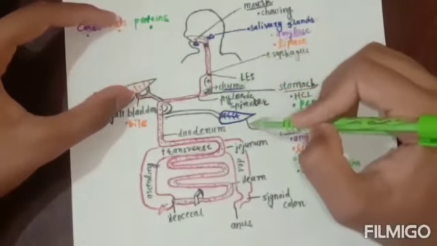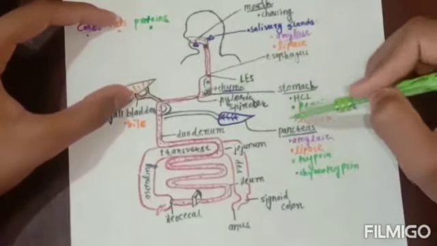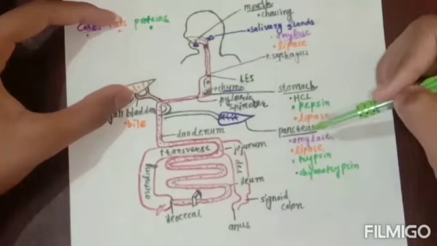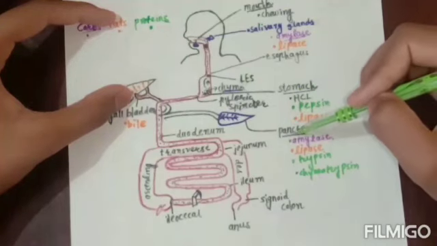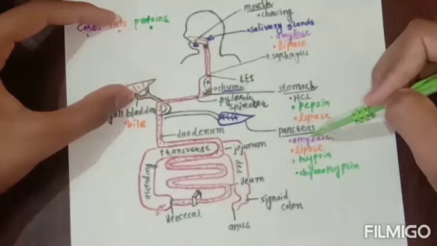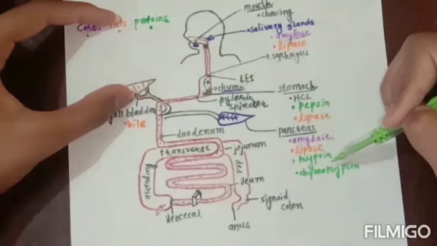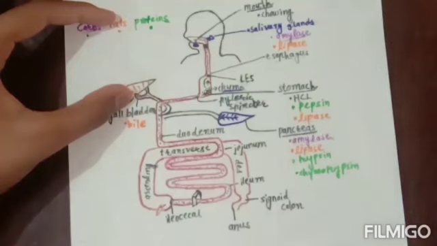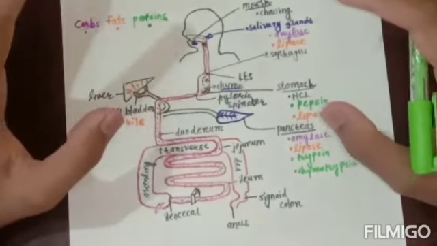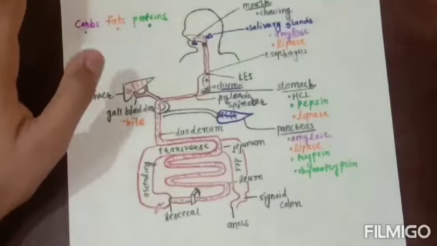And right about here is another accessory organ, the pancreas. So what it does, it secretes pancreatic amylase, lipase, trypsin and chymotrypsin. The trypsin and chymotrypsin have their own use. They are mainly used to digest the protein.